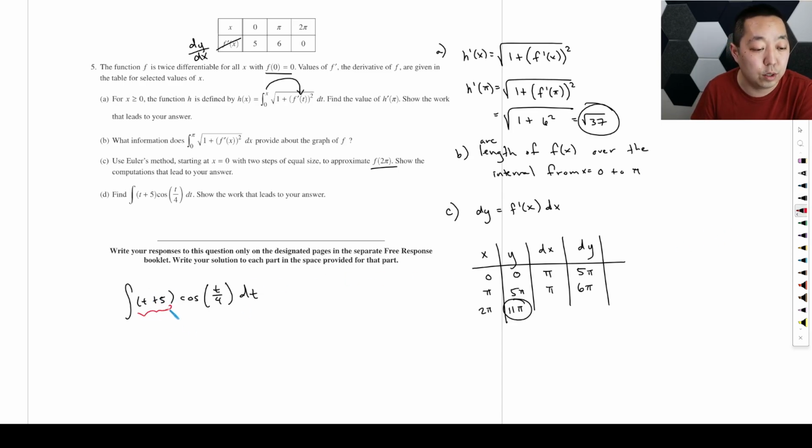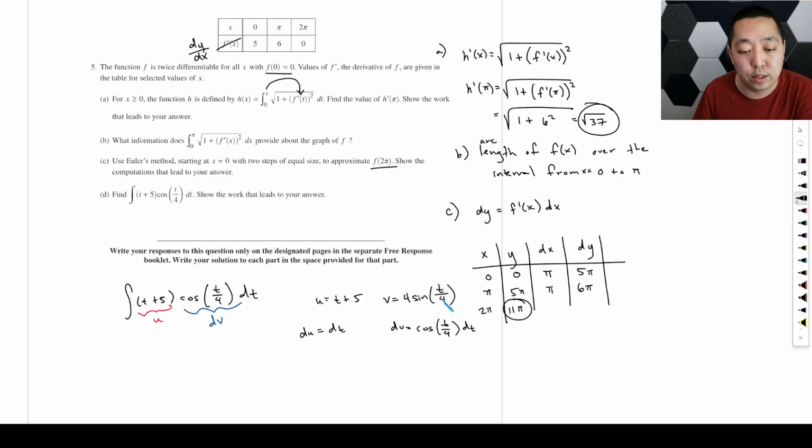So this is going to be u, and this is going to be dv. By getting rid of this, I'll just have an integral of some kind of sine or cosine, and that will solve my problem. So u is equal to t plus 5, and dv is cosine of t over 4 dt. So du is just going to be dt, since the derivative of t is 1. And then v, the integral of this, is sine. The derivative of sine is positive cosine, so it's positive sine, and then you have to put a 4 in front. Why? Because when I take the derivative, I'm going to multiply by 1/4, and that will get rid of that 4.